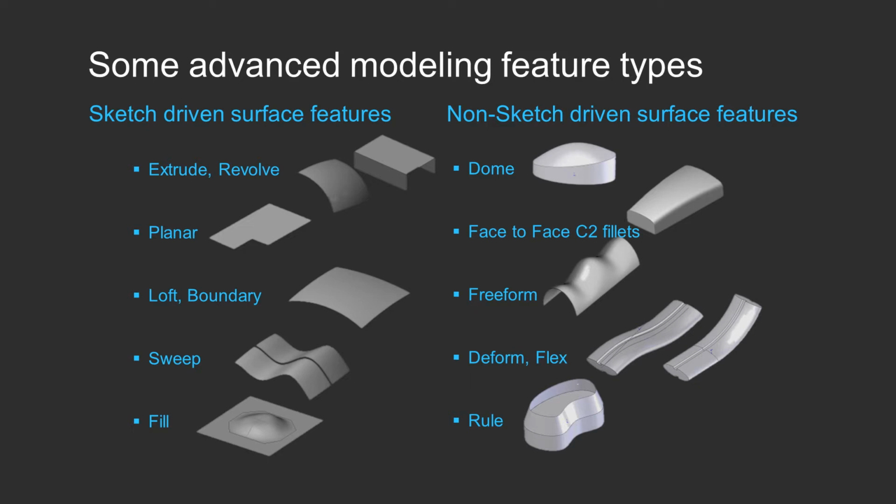Rule is a non-sketch based feature that works on existing model edges or surface edges to be able to rule a surface along that edge in a number of different ways, either normal or tangent to it, but also by a vector or by a vector with an angle, and is very useful for creating reference surfaces as you use those reference surfaces to build your main surfaces.